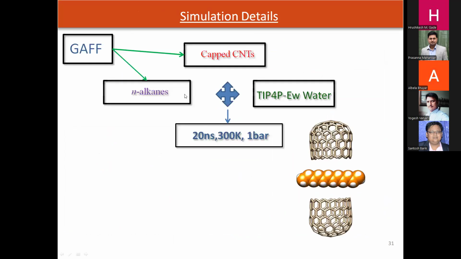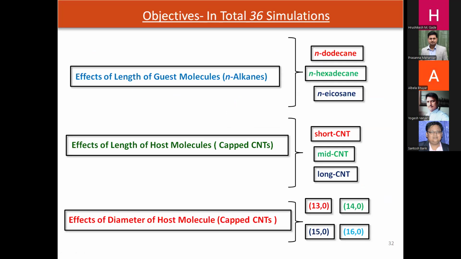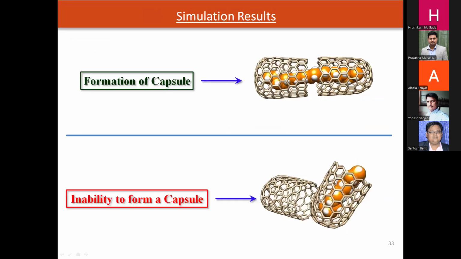For the basic system, again we use the generalized AMBER force field, capped carbon nanotube, and alkanes in a water model, with simulations performed at similar conditions. In total, 36 simulations were performed, where we had a combination of 3 alkanes, 3 CNTs of different lengths, and 4 CNTs of different diameters. So in total, 3 into 3 into 4, 36 simulations were conducted to check the impact on the resulting self-assembly. All simulations resulted in basically 2 outcomes. First, either it formed a capsule. Second, it didn't form the capsule.